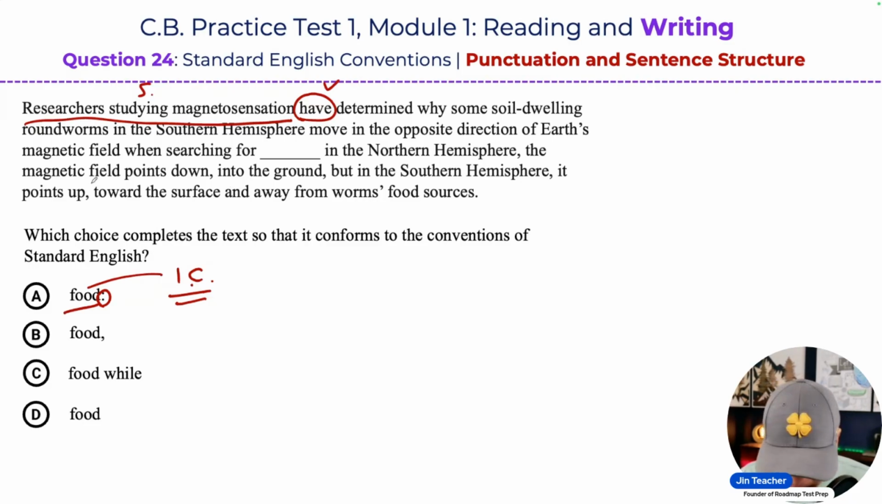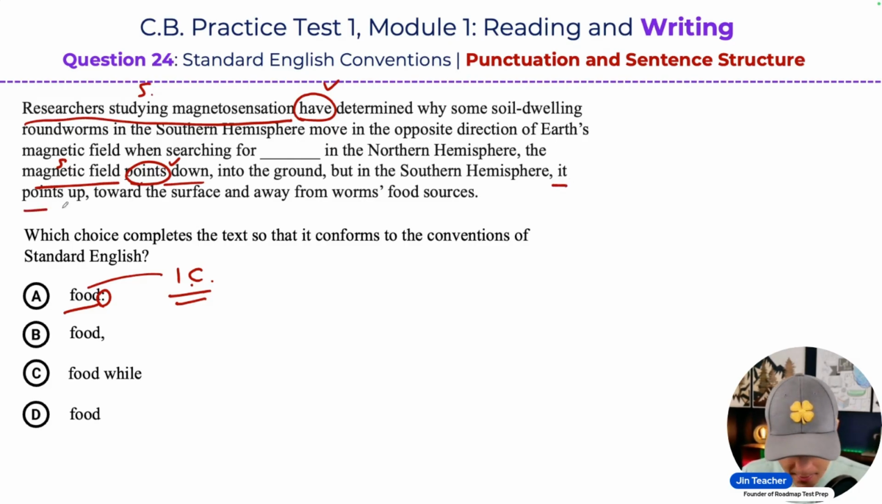Now, continuing to read on, it says, in the northern hemisphere, the magnetic field points down. Oh, wait a second. The magnetic field, that looks like a new subject, right? Points, that looks like a new verb, right? So now it seems like I have a new independent clause. The magnetic field points down, into the ground, but in the southern hemisphere, it points up.